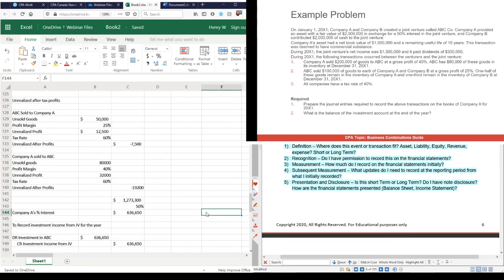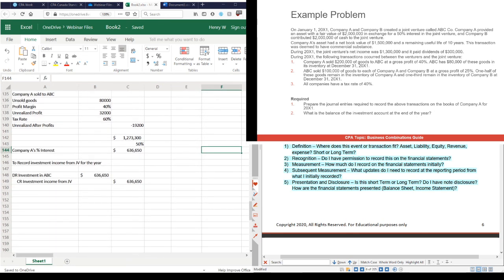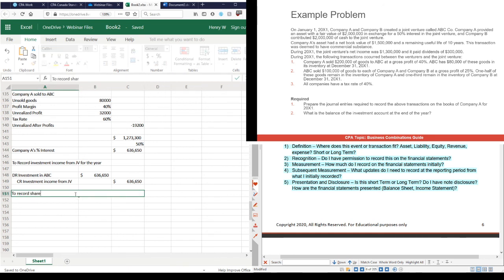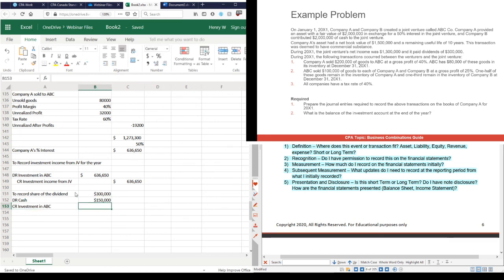And then there was a dividend paid of 300,000. So to record the share of the dividend, debit cash, 300,000, so this times 50%, and then credit investment in ABC, which is 50% of that.